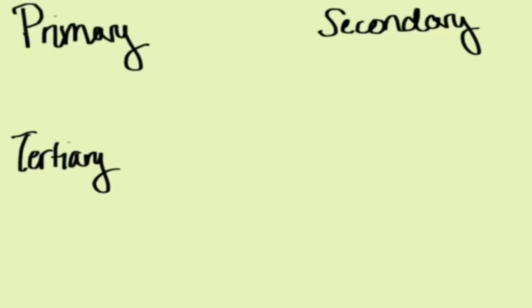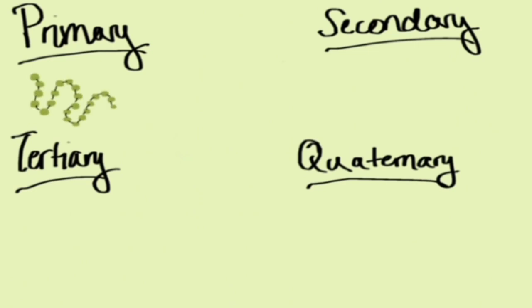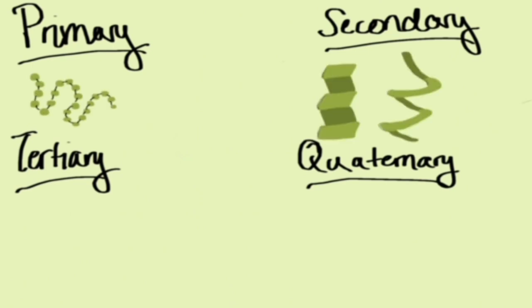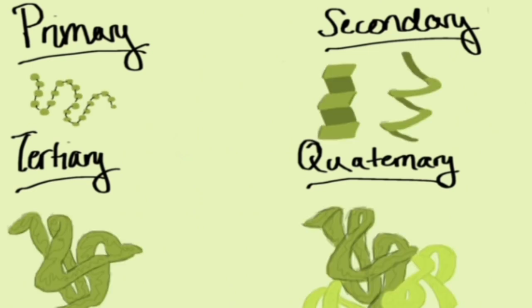Secondary are interactions from alpha helices and beta-pleated sheets. Tertiary are more compact structures forming protein domains, distinct structural units that fold independently. Quaternary are composed of multiple tertiary subunits.